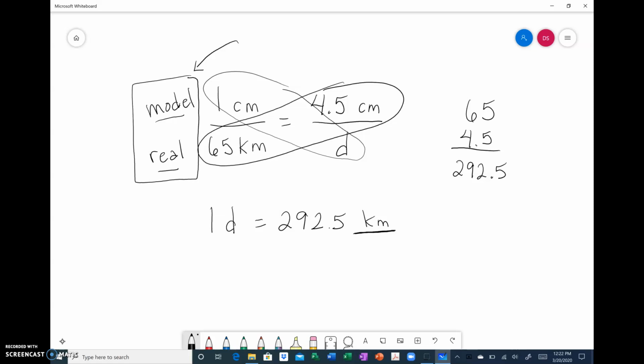I would do number 1 at the bottom, but I said we aren't going to worry about using a centimeter ruler today, so I'm going to skip over that for right now. Let me clear this off.